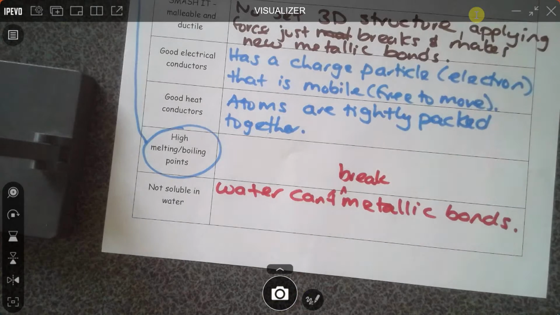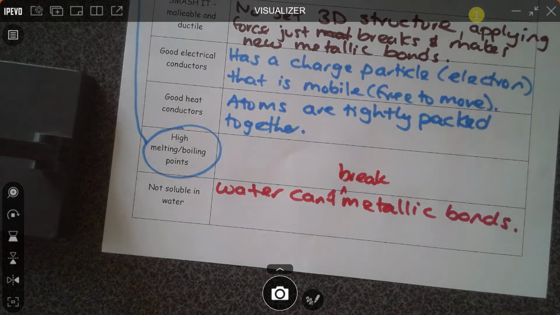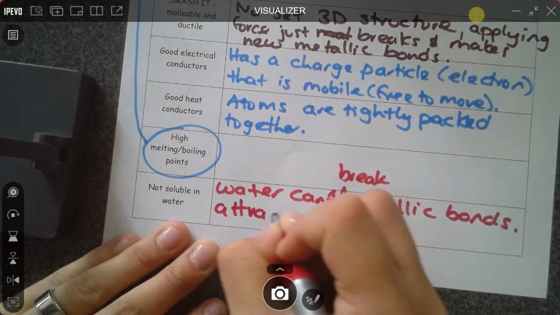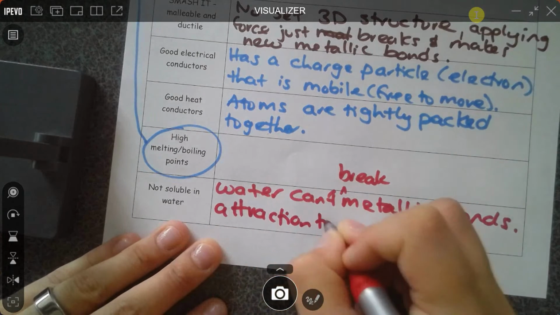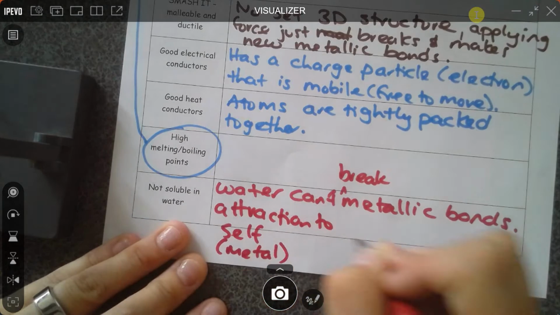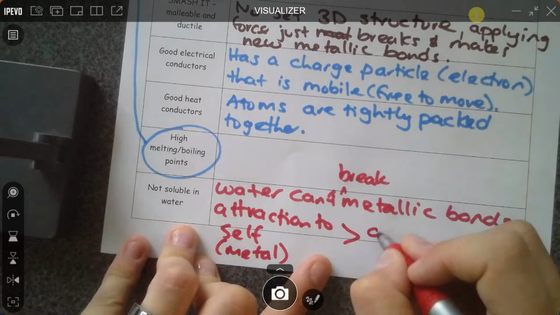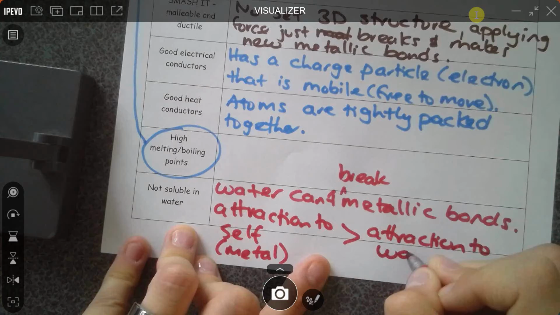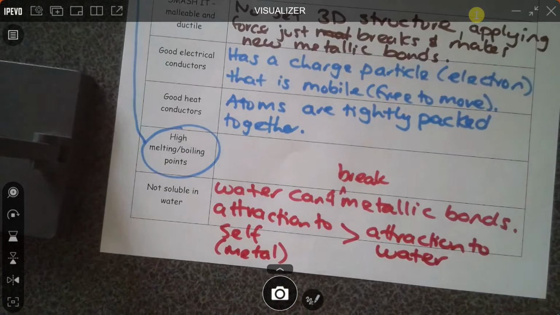Another way to think about it is that the attraction to itself is greater than its attraction to water. And when we learn about things that are water soluble, we'll learn that it's attracted to water molecules. That's the other way to describe it. So in this case, the attraction within the metal is greater than the attraction to water. We'll do a whole lesson on solubility, so don't worry about it. Make sure you come to that.